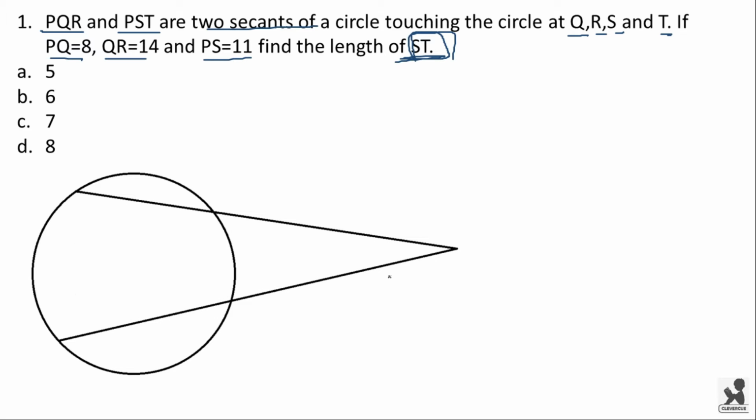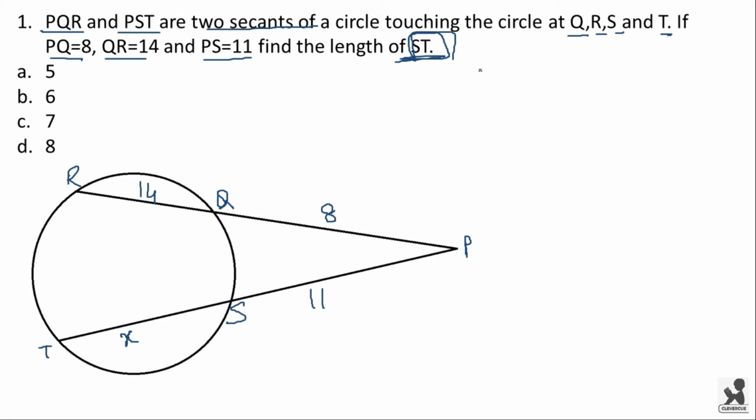Here this is the circle with two secants and this is P, Q, R and this is P, S, T. We are given PQ is 8 centimeters and QR is 14 and PS is 11. Now we should find the length of ST. Let us name the length of ST as X.